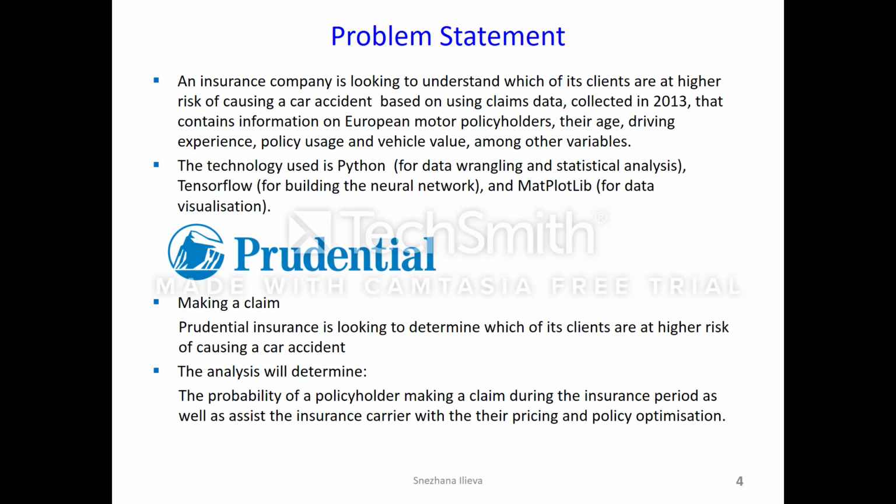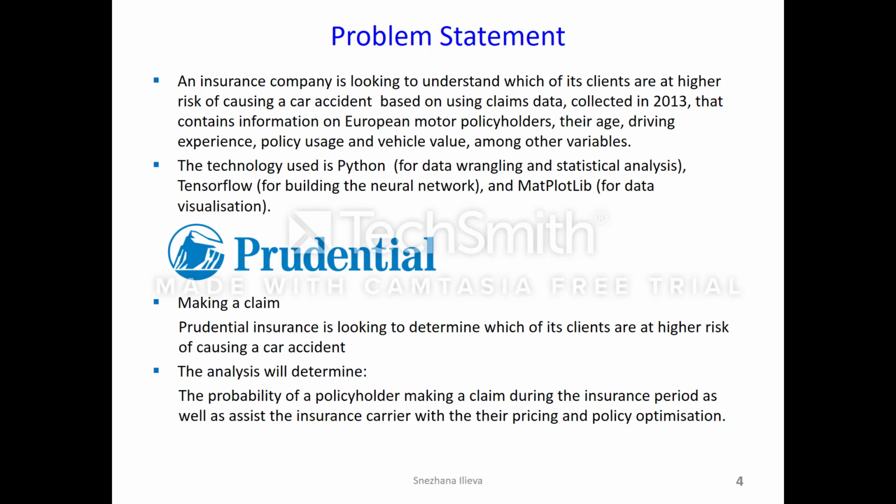A little bit more about my project. I decided to focus on the auto insurance industry and look to understand which of an insurance company's clients are at higher risk of causing a car accident, basing my study on claims data collected in 2013. The data contains information on European motor policyholders, their age, driving experience, policy usage, and vehicle value, among other variables. The technology I use for the data wrangling and for the statistical analysis is Python. I use TensorFlow for building the neural network and Matplotlib for the data visualization.